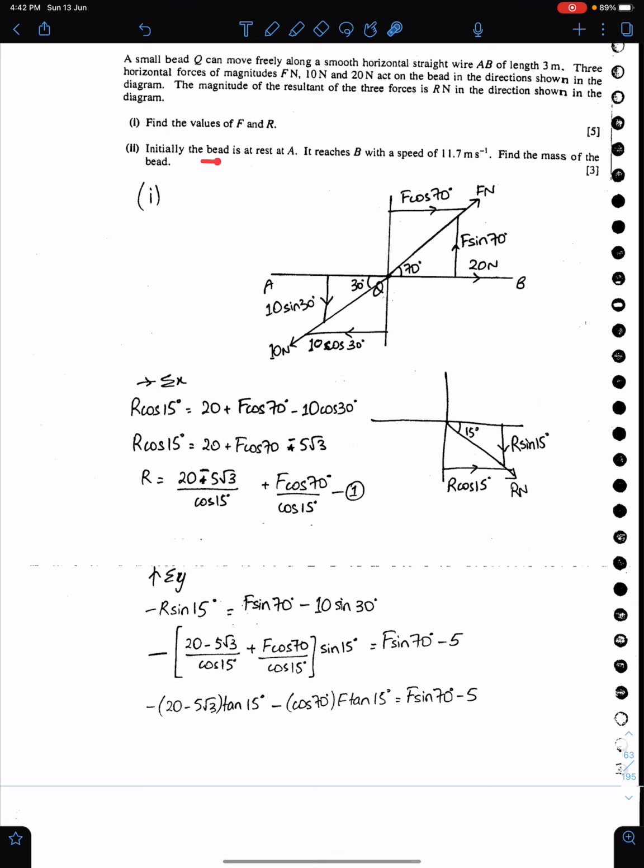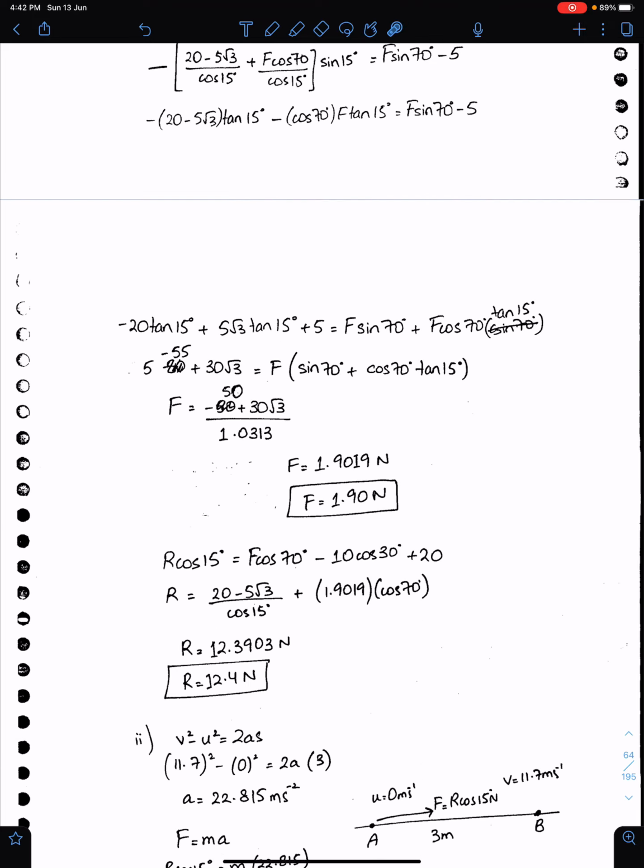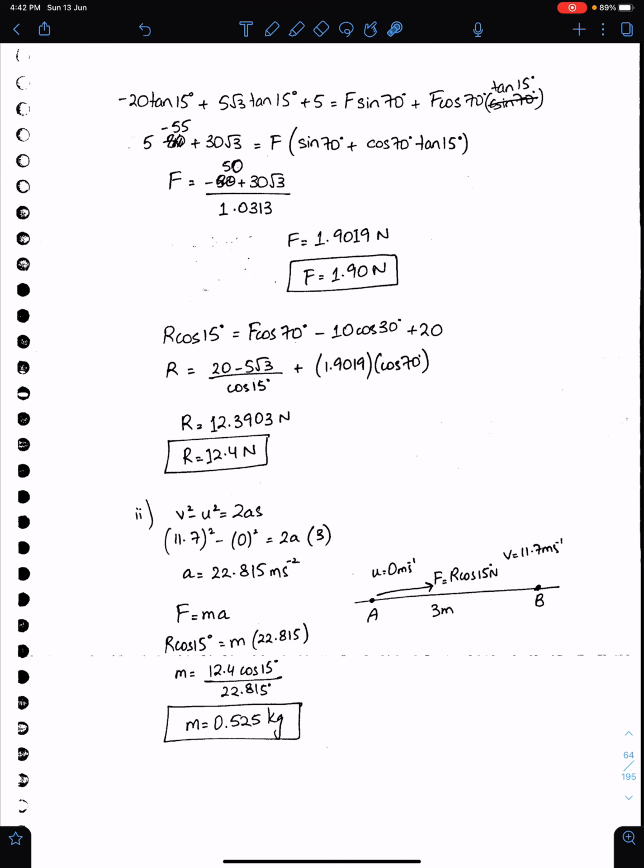Second part. Initially the bead is at rest at A. So U is 0, S is 3. The distance is 3. And it reaches B with the speed this. This is V. Find the mass of the bead. So we first find a. With the help of this equation of motion, we can get the value of a. We have V, we have U 0, we have S 3. Now this is the equation of the resultant force. Resultant force is R cos 15, mass and acceleration. So mass is 0.525.